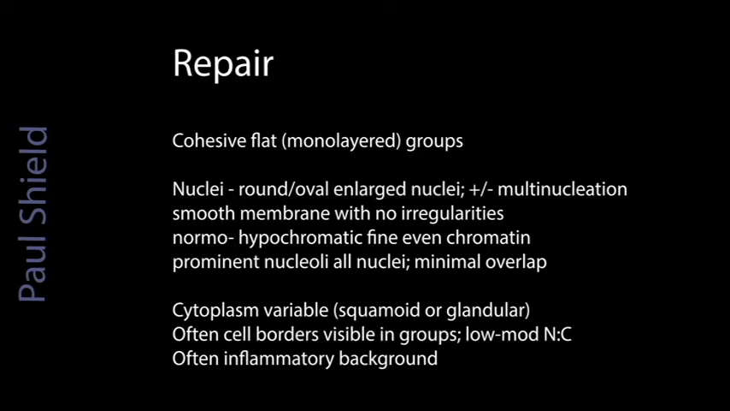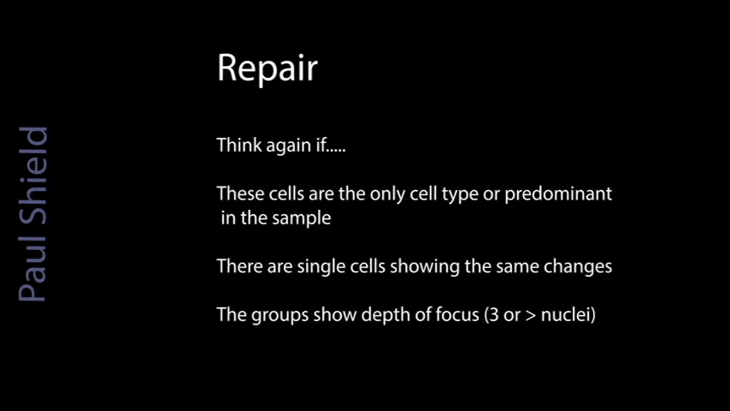Cytoplasm is quite variable, so sometimes it's difficult to say if they're squamous or glandular. Sometimes that's more obvious. And often you'll see the cells forming like a squamoid sheet, so with cell borders apparent in between the groups, but typically they have a fairly low NC ratio, so the nuclei are well spaced apart. And often it's got an inflammatory background, so there'll be inflammatory cells, often neutrophils, either overlying the cells or in amongst them. And finally, you've got to think about the differential diagnoses.